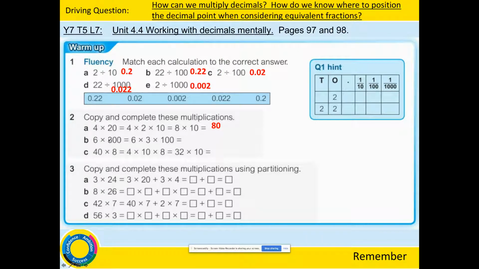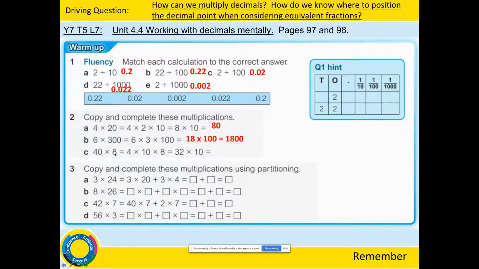6 times 300, so we can do it as 6 times 3, and then multiply by 100, because 300 is 100 times bigger than 3. So the 6 times 3 we can do as 18, times 100 is 1,800.